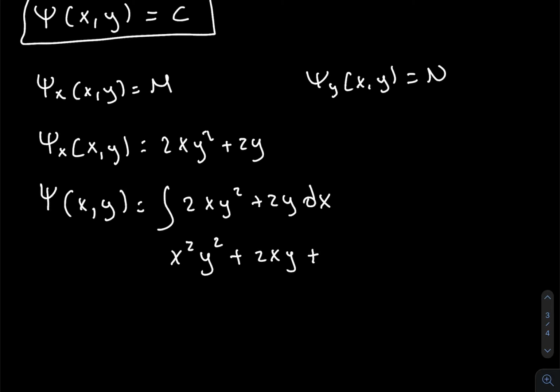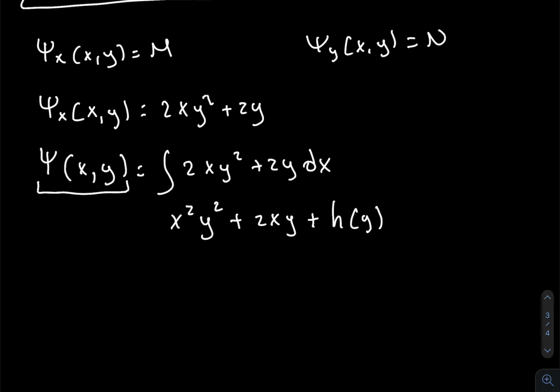And here again, instead of having a constant c, we're going to have a function that depends on y. And that's because our psi function depends on two variables, and we're just integrating with respect to x. So therefore, our constant must be a function that depends on the other variable, in this case, y. Okay, so we have found the value of psi of x and y, but now we have this function here that we need to know what the value is.